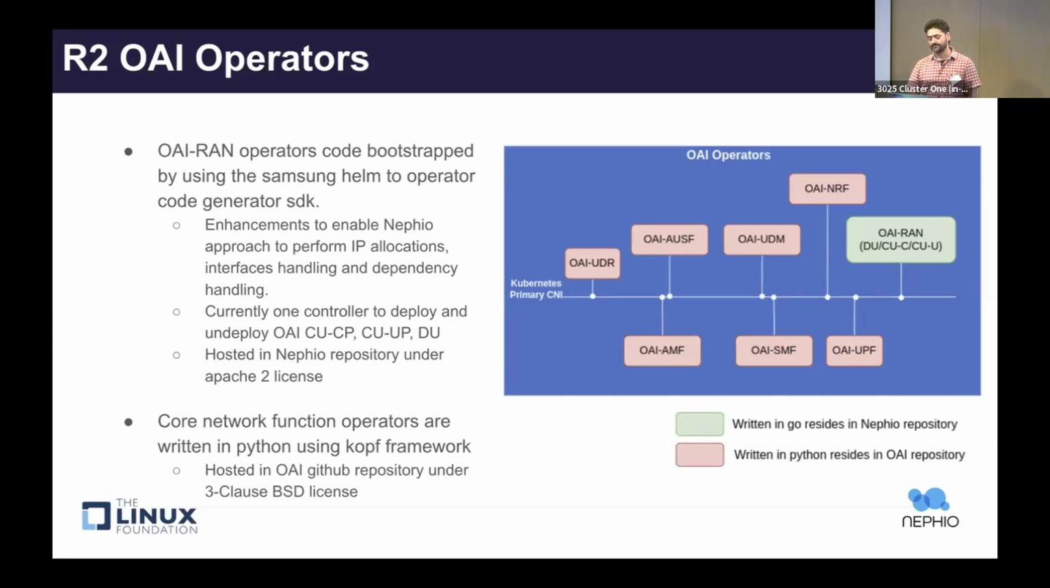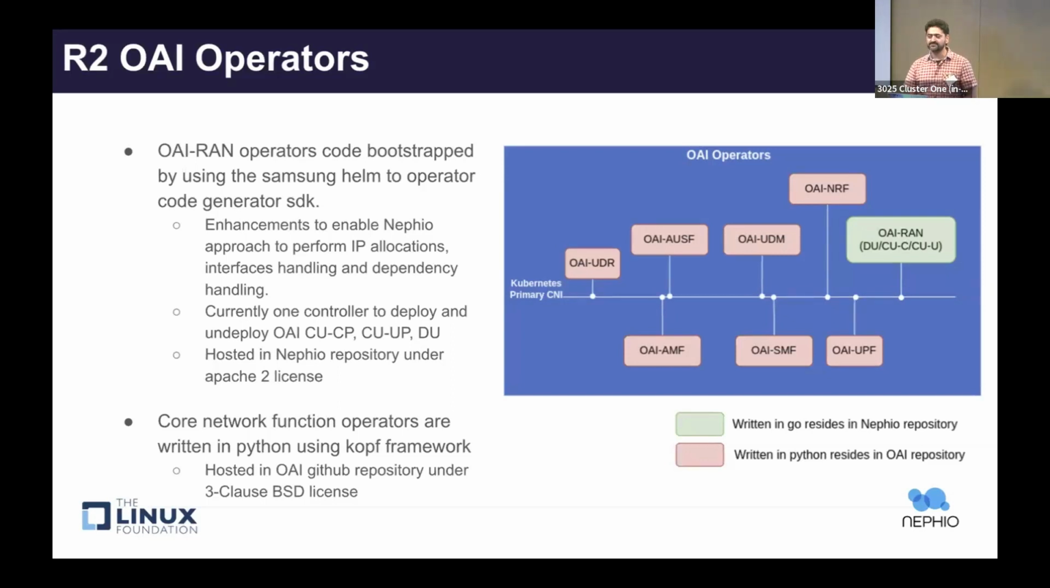And then there are operators for all of the 5G core components. And these operators are written in Python using the KOPF framework. As the slide says, the green ones, which are the RAN related, are written in Go, and they are present in the Nephio repo. I have provided the link for this in my last slide. And the pink or orange ones are the Python-based KOPF based operators.